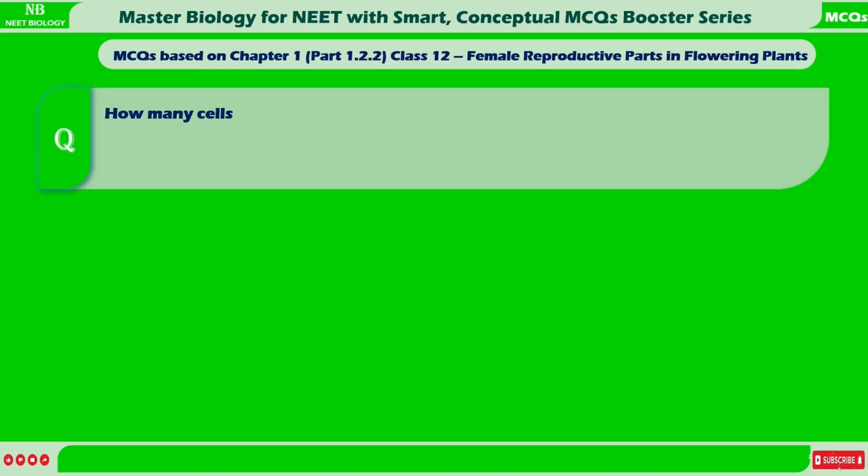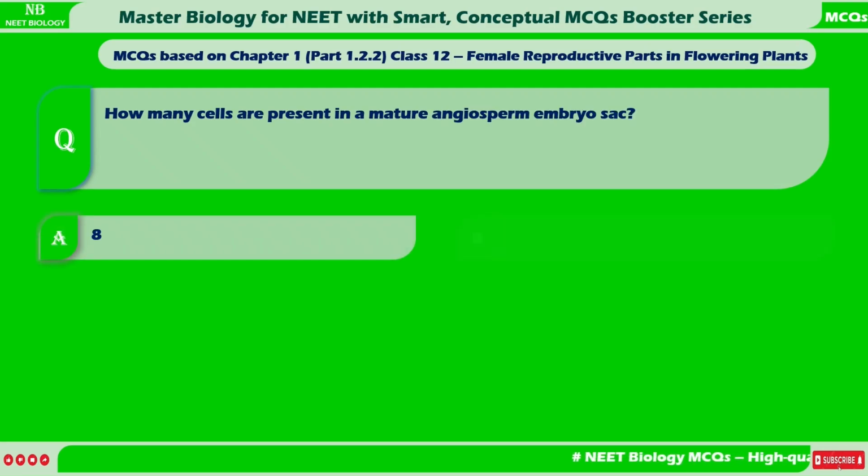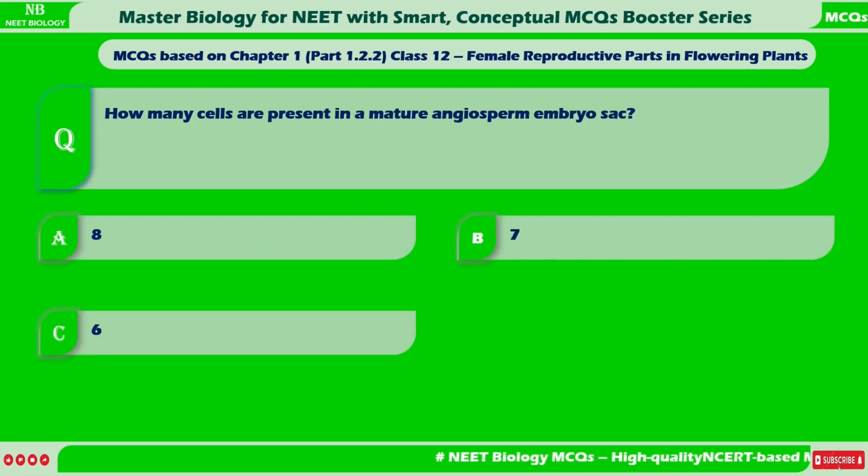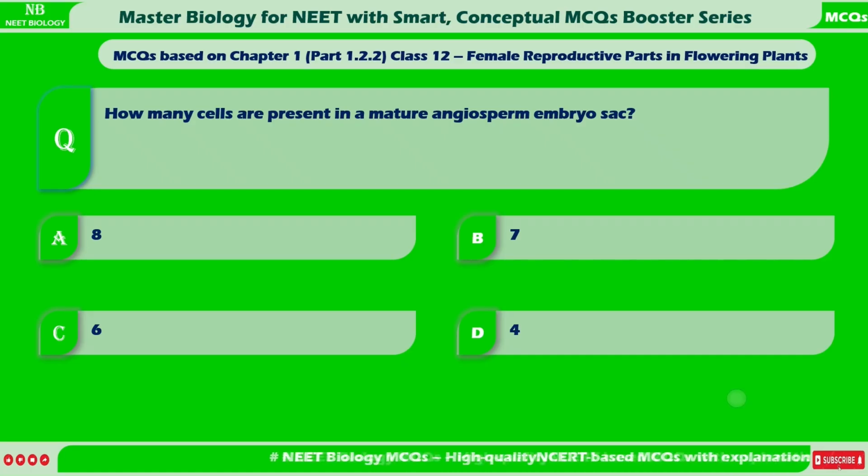How many cells are present in a mature angiosperm embryo sac? A. 8. B. 7. C. 6. D. 4.